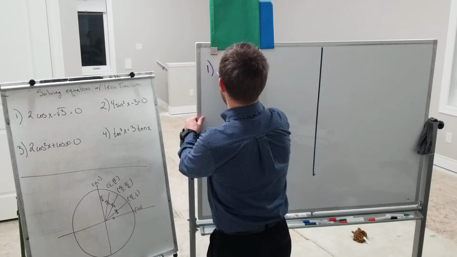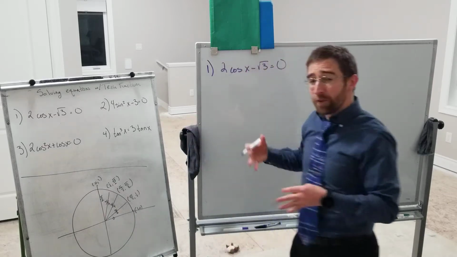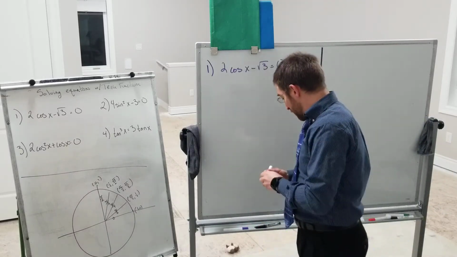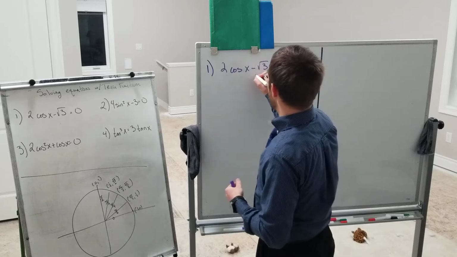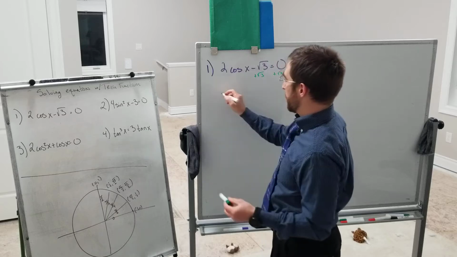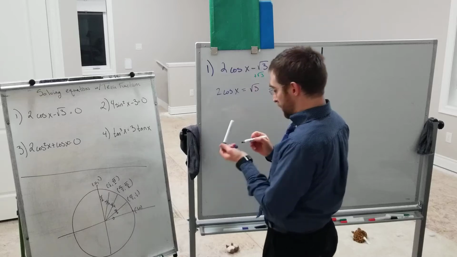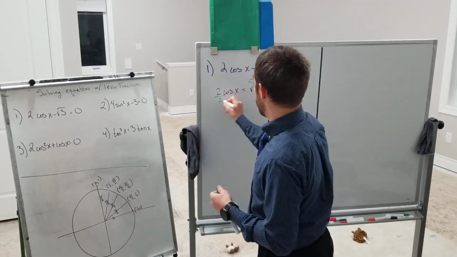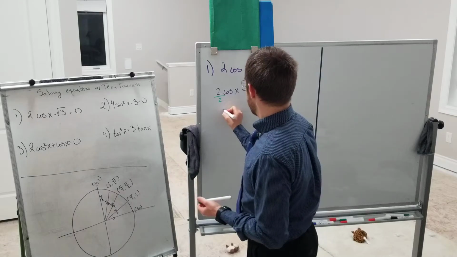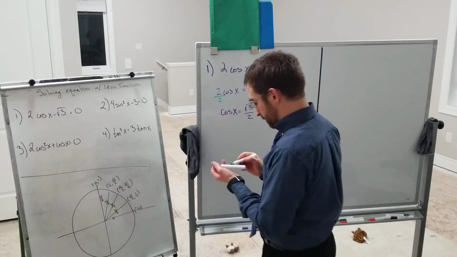Here we have 2 cosine x minus root 3 equals 0. First thing we want to do is solve to get cosine of x equals a number. So in order to do that, I'm going to add root 3 to both sides. I get 2 cosine x equals square root of 3. And then I'm going to divide both sides by 2. That gives me cosine of x equals square root of 3 over 2.